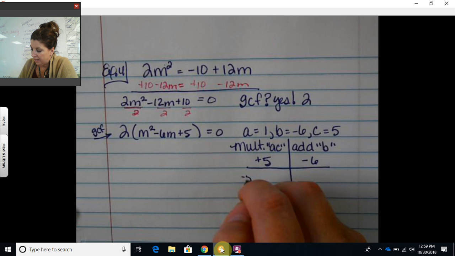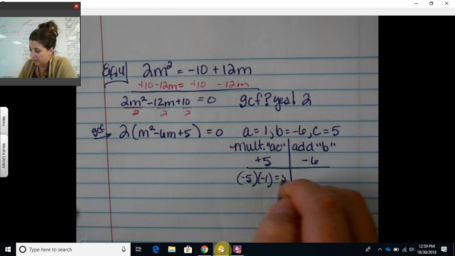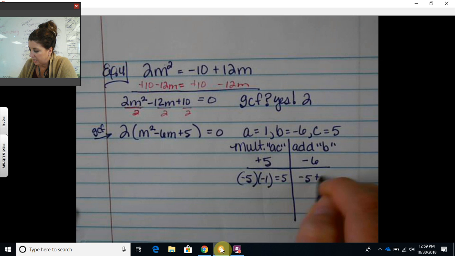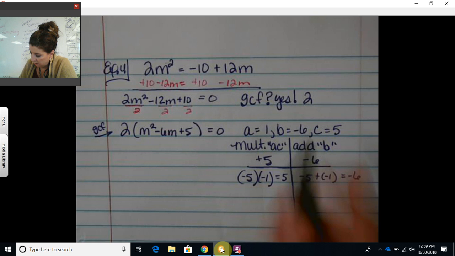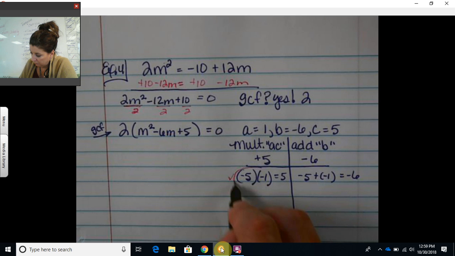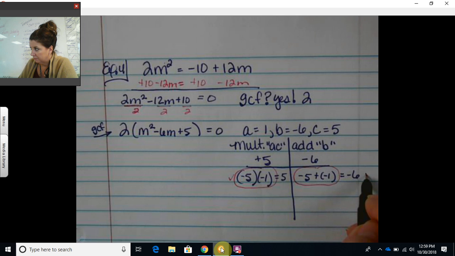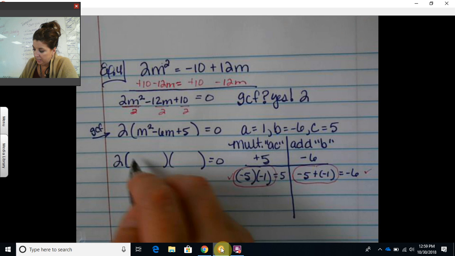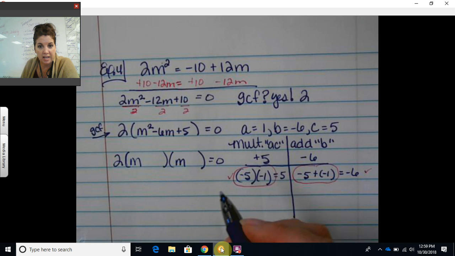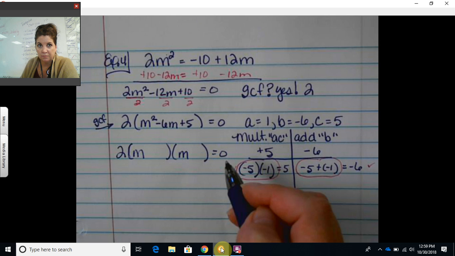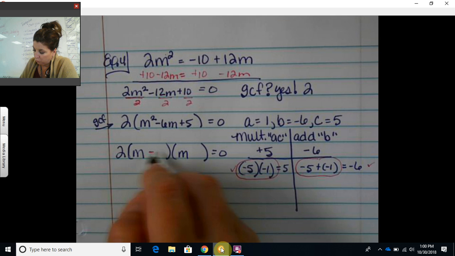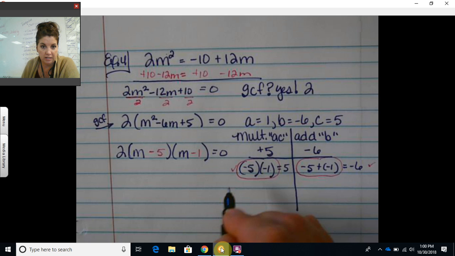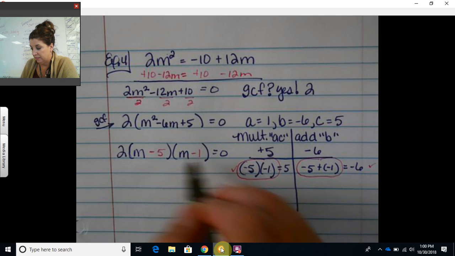Negative 5 times negative 1 is positive 5. And negative 5 plus negative 1 is negative 6. So winner, chicken dinner. So make your parentheses. Don't forget your GCF on the outside. This time the variable they used is m, so that will be my first term in each set. My numbers are negative 5 and negative 1. It does not matter which number you put in which parenthesis, okay? But you have to make sure that sign is correct.